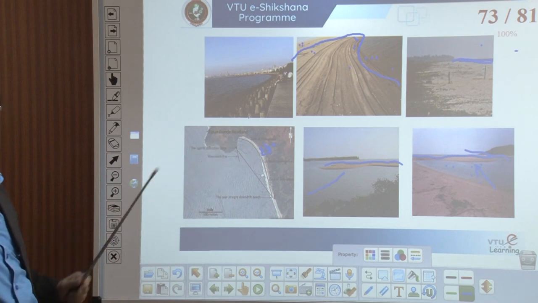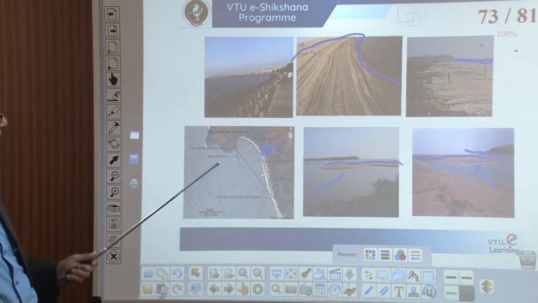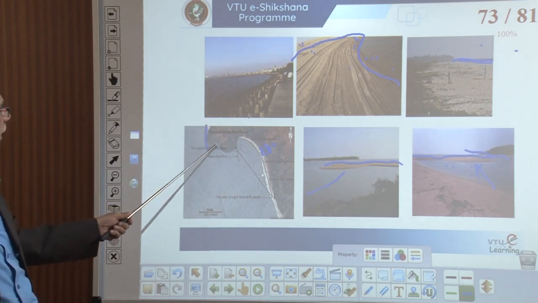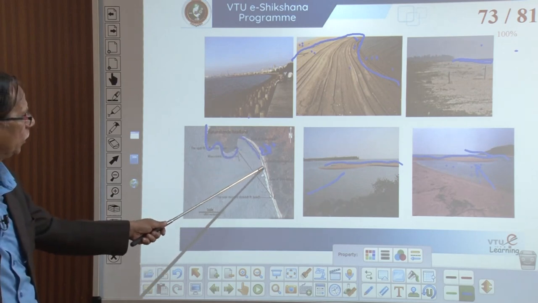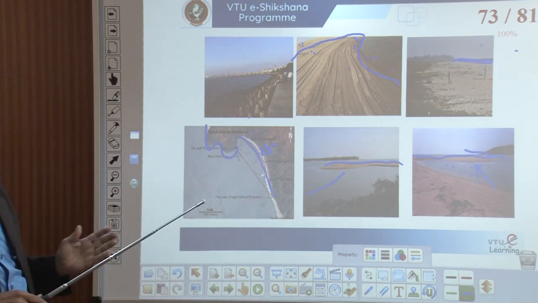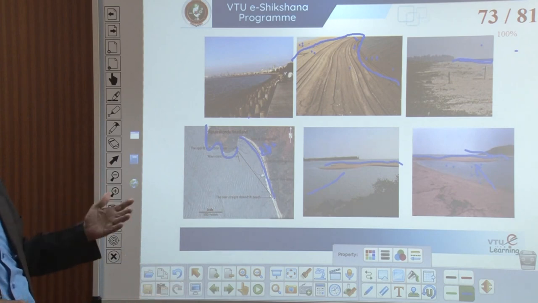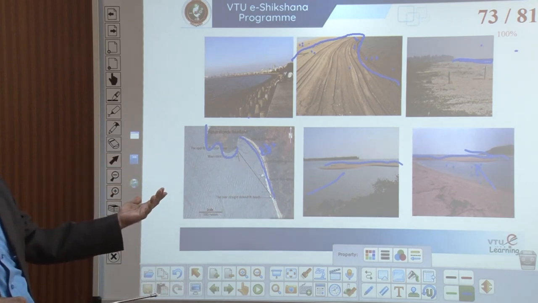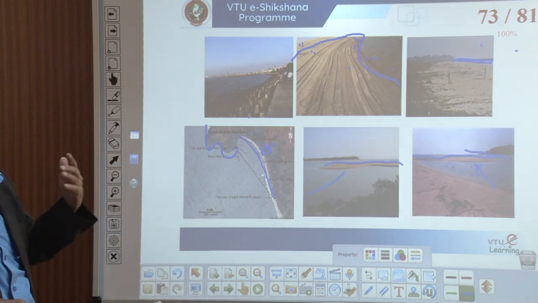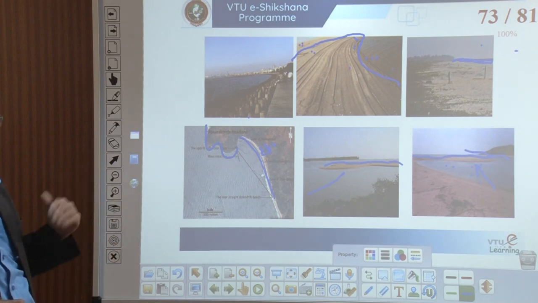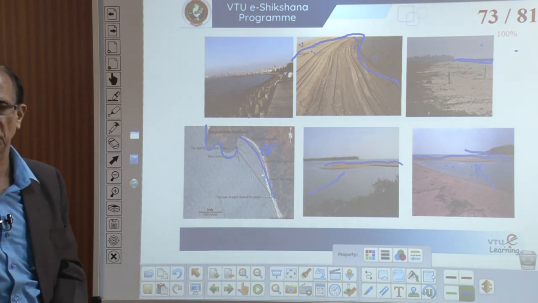Now, this is another kind of landform. See, this is a headland, and this is a curved beach. What happens, you see, is that natural process here differs from landform to landform. Landforms are the result of waves, tidal processes, and sedimentation. In turn, the waves and tidal processes are governed by the landform.